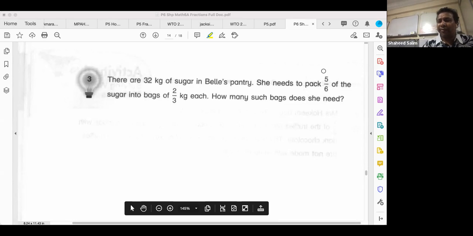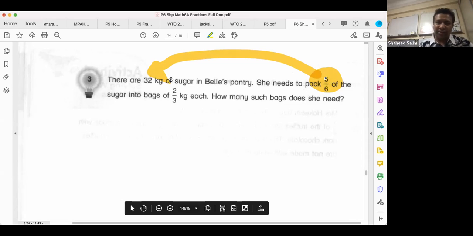Find out what is 5/6 first. What is 5/6 of this amount? Find out first. This one has 2 steps. You find out what is 5/6 of this, and then once you get the answer, you're going to put it in 2/3 bags each. So how many bags does she need?